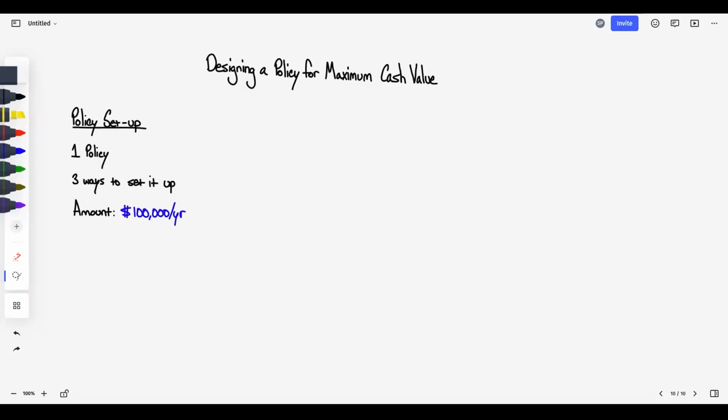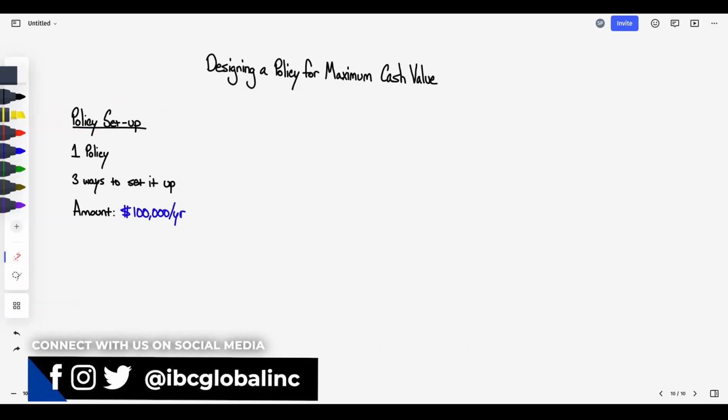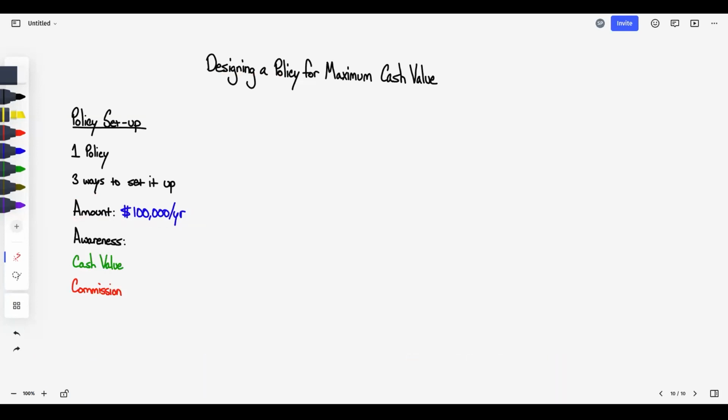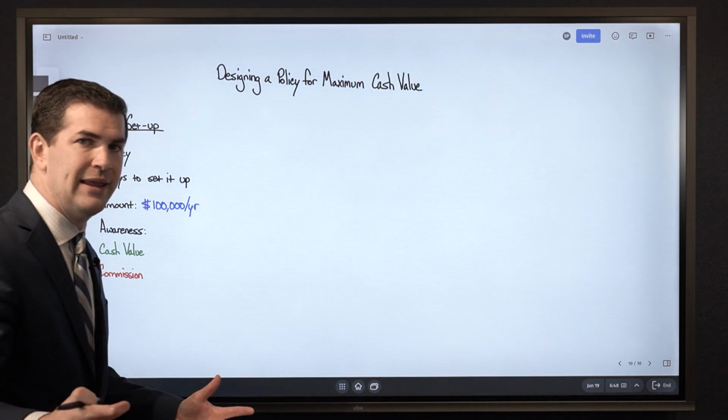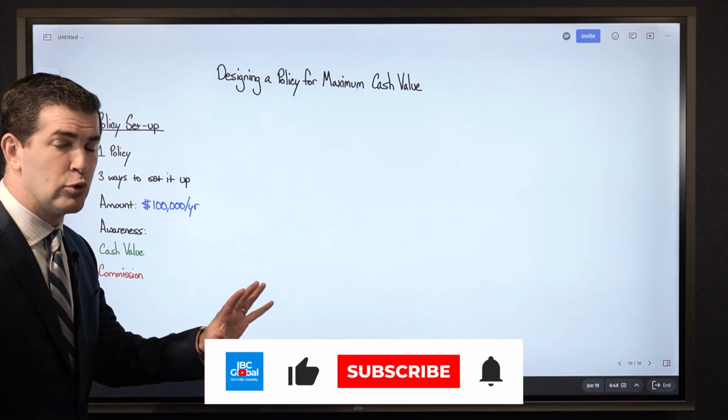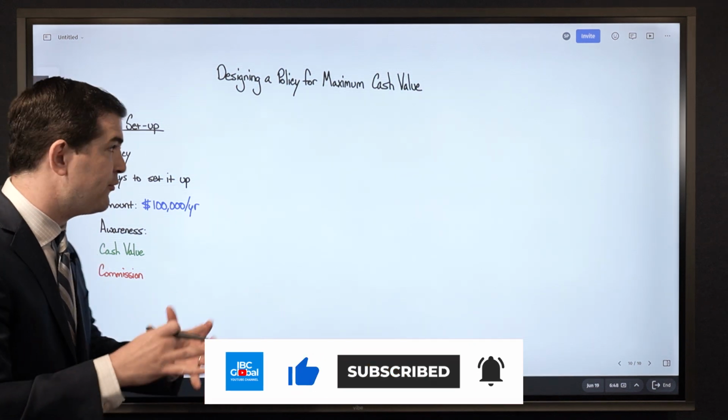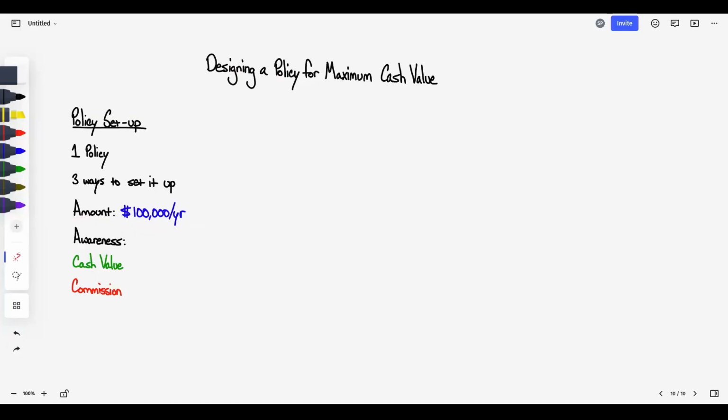To provide some context first, more importantly, policy setup. Here's the important piece. As we go through these case studies, we're going to look at one policy, so one product with one company, but three different ways it can be set up, or designed. The dollar amount will be a nice clean number, $100,000 per year going into the whole life insurance policy. From an awareness standpoint, if I'm you, here's what I want to know in order to make sure that the policy is set up for maximum cash value, not maximum commission.